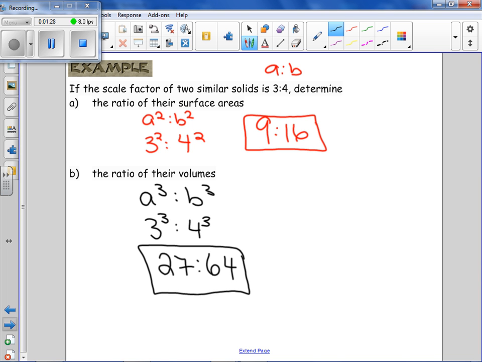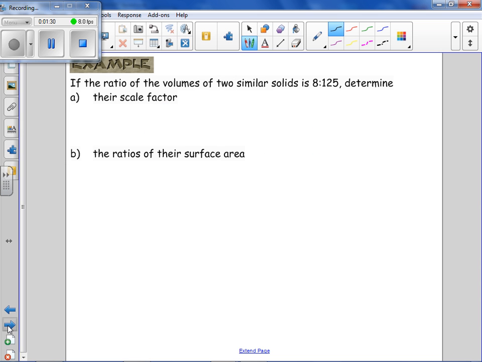All right, next example. It says, if the ratio of the volumes, so volumes means a cubed to b cubed, determine a, their scale factor. So this is going to be very similar to when we found the scale factor given the areas. If you are given the volumes, you're not going to take the square root now because we're not squaring a and b. Because we're cubing a and b, you want to take the cube root of each of these values.